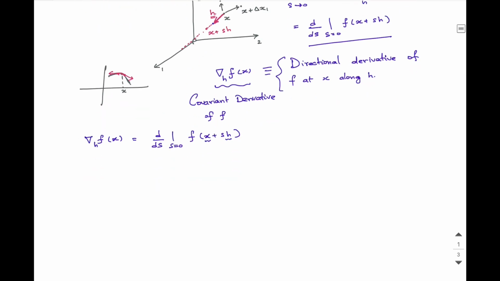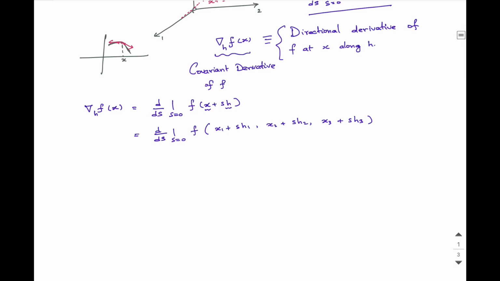So let's write this out in full to see what that means. This is nothing but the derivative at s equal to 0 of f, and remember x is just a shorthand for a tuple of real numbers. So it's going to be x1 plus sh1, x2 plus sh2, x3 plus sh3. Okay, and now you can apply the chain rule of differentiation. So it's going to be the derivative of f with respect to the first variable multiplied by the derivative of the first argument with respect to s, plus the derivative of f with respect to the second variable, and so on. Okay, that's the standard chain rule.